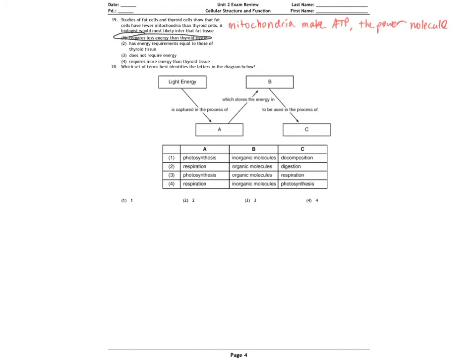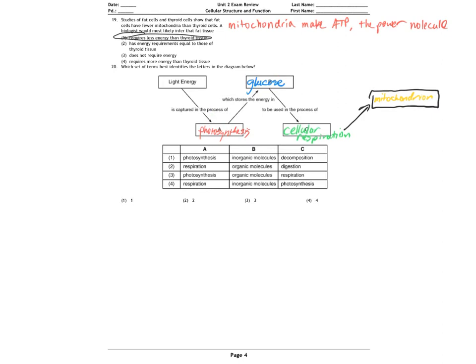In number 20, we have a nice little flowchart started. It starts with light energy, and it says it's captured in the process of photosynthesis, which is a process that takes place in a chloroplast. And it continues to store that energy in a molecule called glucose. And then glucose is going to be used in a process called cellular respiration, which of course happens in an organelle called the mitochondrion. That was extra.